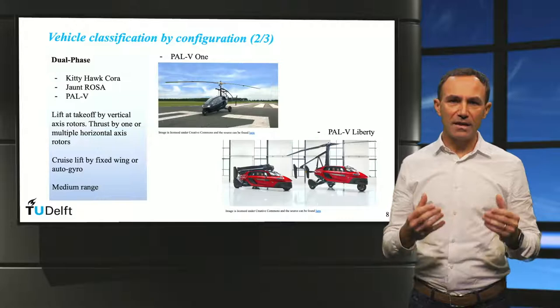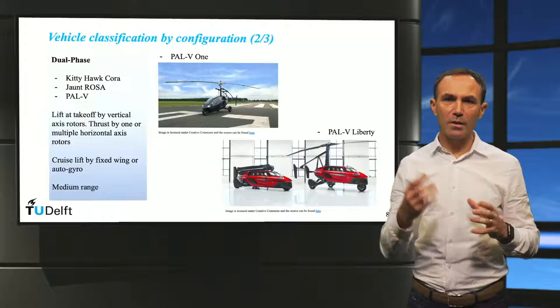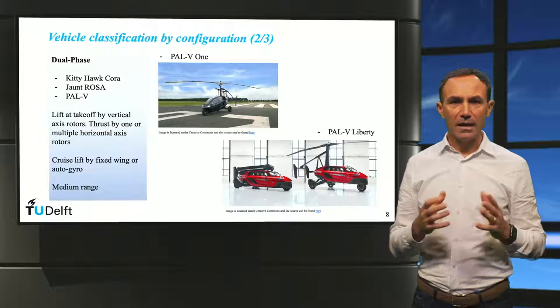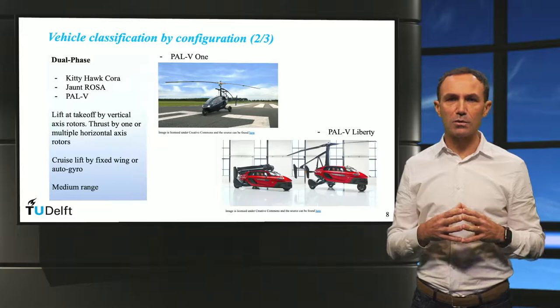It relies on a propeller for thrust, and the autogyro becomes active in forward flight. The vehicle requires a short track for takeoff. It is powered by an IC engine and is piloted. Thanks to some efficient lift generation by wings or autogyro, dual-phase vehicles provide a longer range than multi-rotor vehicles.